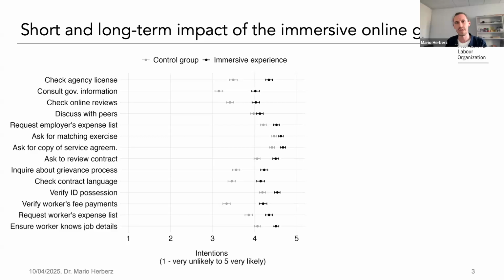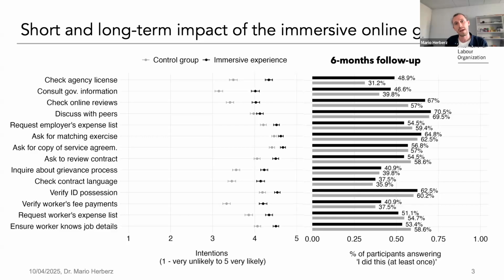So what we did is we had a follow-up experiment, or we recontacted participants who we had pre-selected based on their current searching of an employment agency. And within these 6 months, we expected them to have completed this process. And so we got back to them, and then we asked them, which of these actions did you actually show the last time that you interacted with an employment agency or a worker?